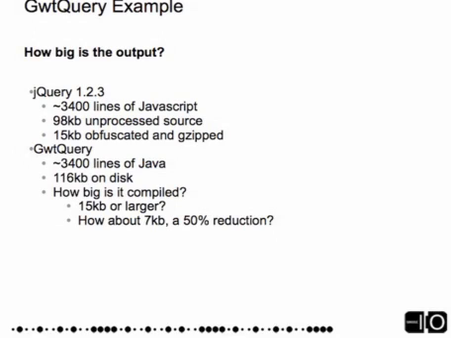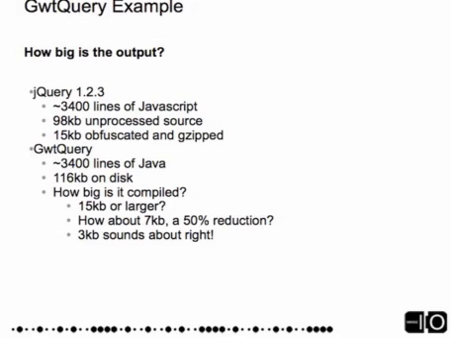Now, if I came to you, let's say you were writing code in C++, and I said, I'm going to sell you a C++ compiler that will make your executables 50% smaller. Would you buy it? I think I would. However, the GWT team can go one better. That can actually get it down to at least 3 kilobytes. That's a 5-to-1 reduction over the jQuery equivalent.